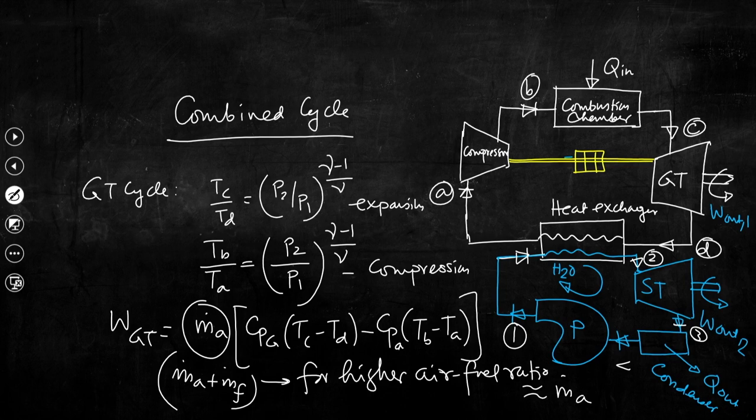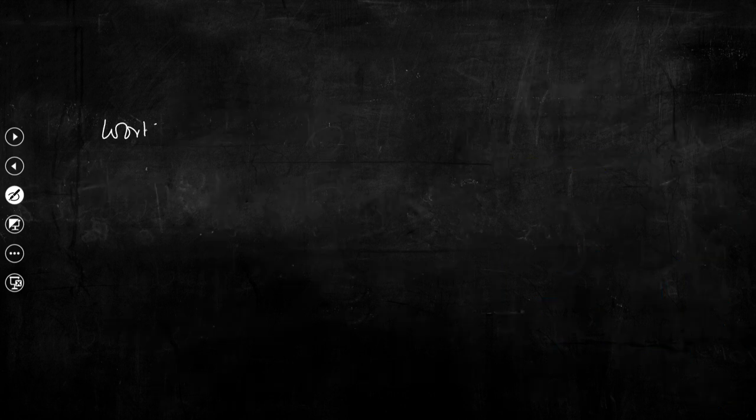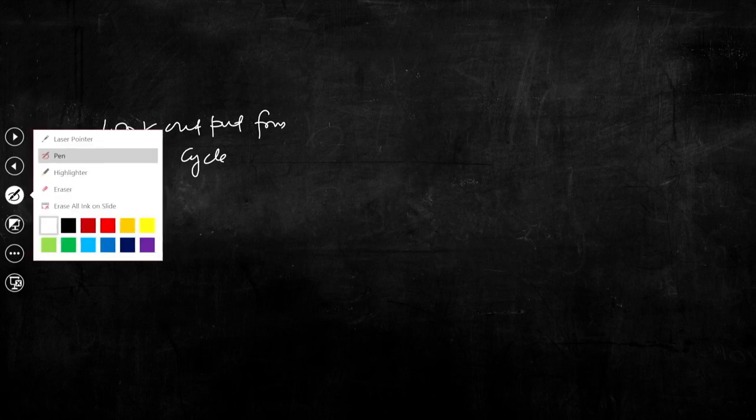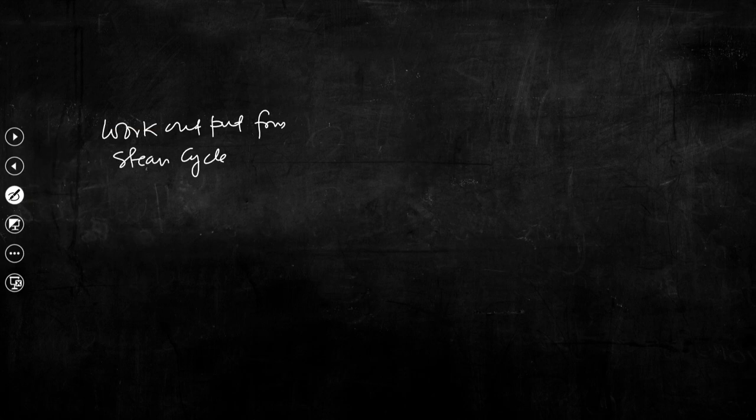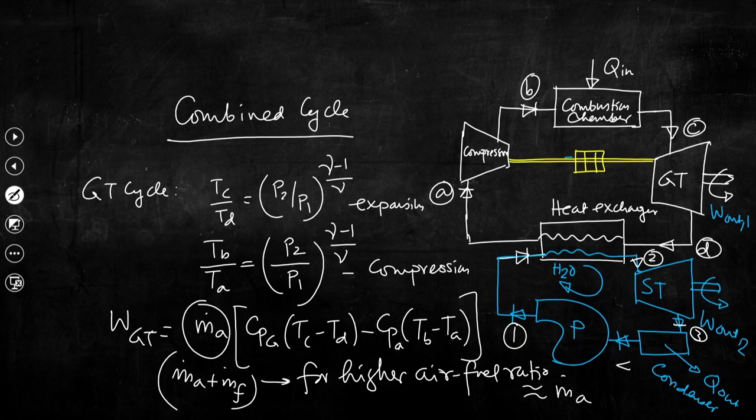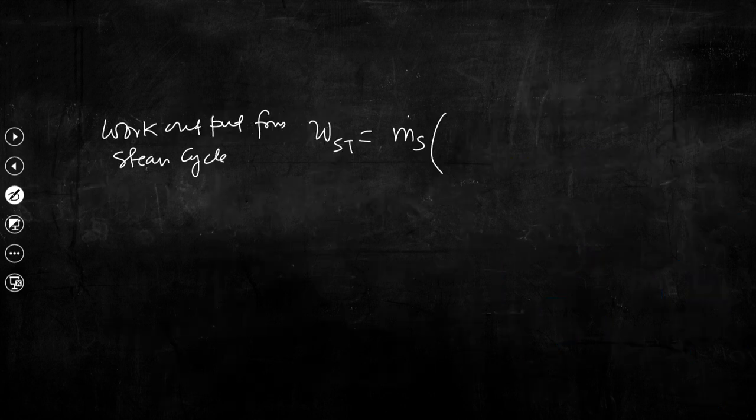Now, what about steam turbine work output? Then work output from steam turbine cycle or steam power cycle, that is WST equal to mass flow rate of steam into enthalpy drop H2 minus H3 that we had seen in our previous lectures, that is, you know, H3 minus H4, right.